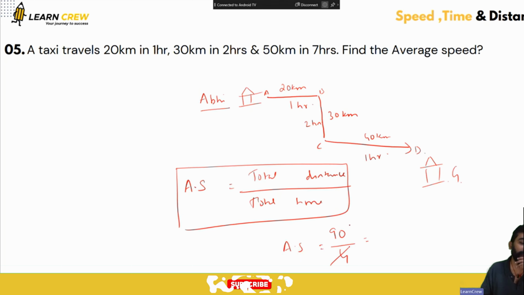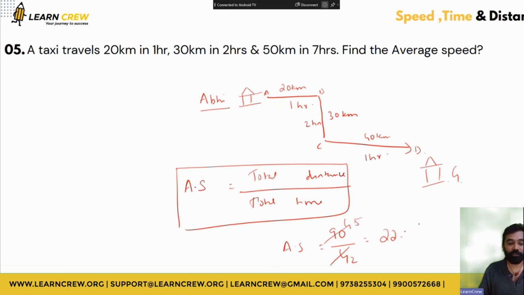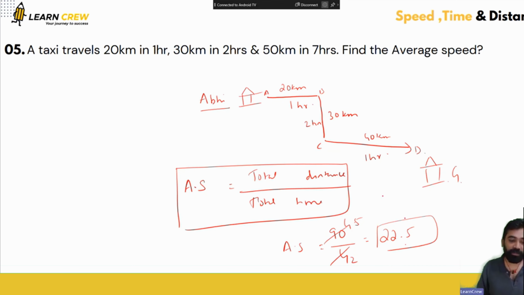So this is going to be simplified as how much? 22.2? Are you sure? Two times this is going to be 45, so this is going to be 22.5. Right? 22.5 kilometers per hour.